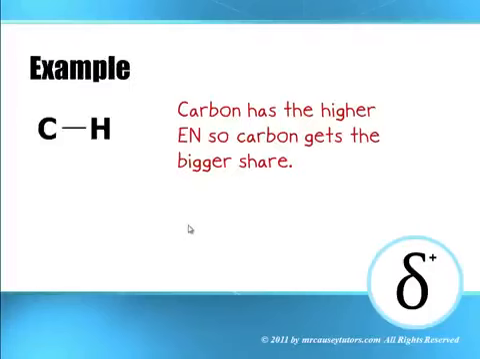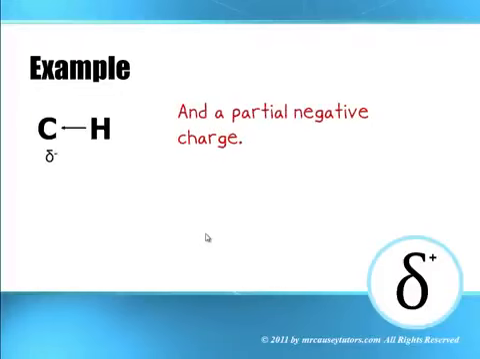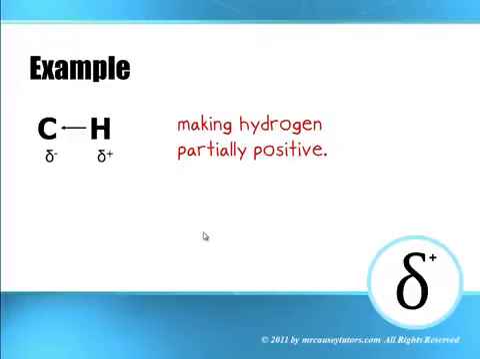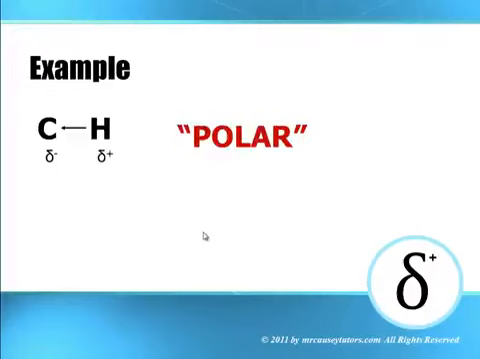An example of this might be the carbon-hydrogen bond, and carbon has the higher electronegativity, so carbon gets the bigger share of the electrons, creating a partial charge, and that would be negative. Remember, electrons are negative, and then making hydrogen partially positive. So this is a polar bond.